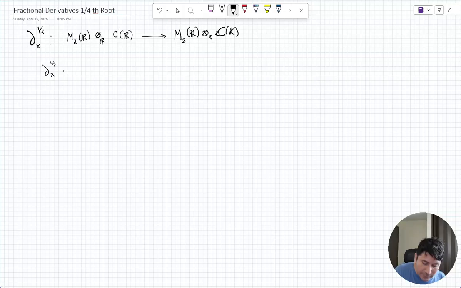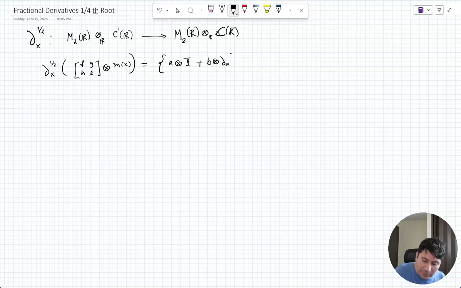And the way it's defined is that 1/2 acts on F, G, H, L tensor, let's call this M of X, to be equal to A tensor the identity operator, plus B tensor the derivative operator, acting on a typical element.